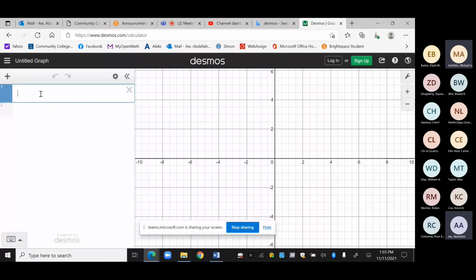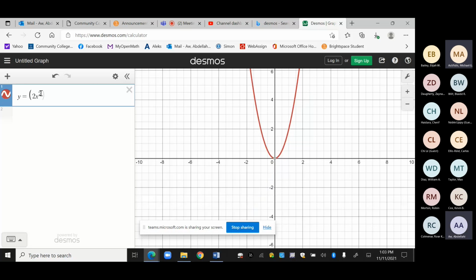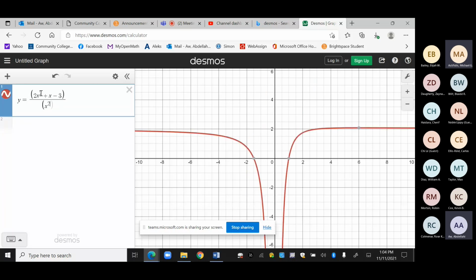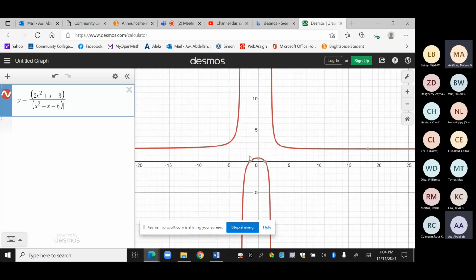So in Desmos, if you say y equals 2x squared plus x minus 3, divided by x squared plus x minus 6. Everybody, do you see the graph? Yes. This is how the graph looks.